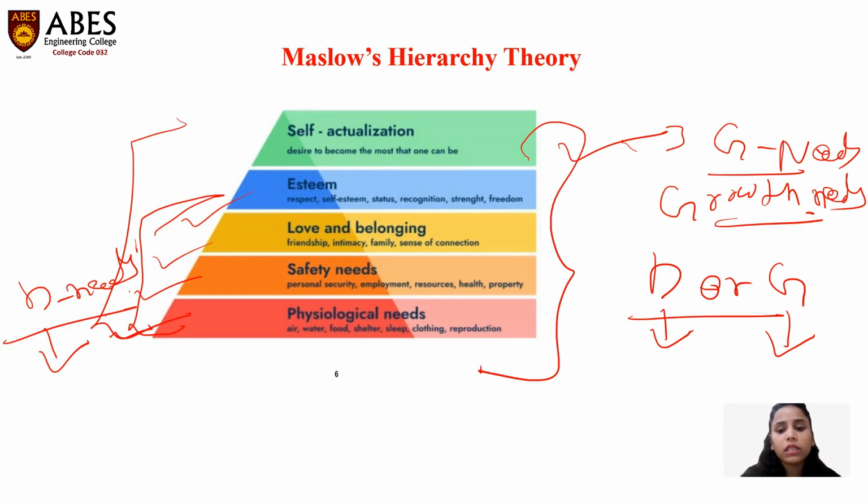Growth needs do not stem from the lack of something, but rather from the desire to grow as a person, to grow into the person you want to be. Once these growth needs have been reasonably satisfied, one may reach the highest level, called self-actualization, which you can say is the desire to become the most that you can be.